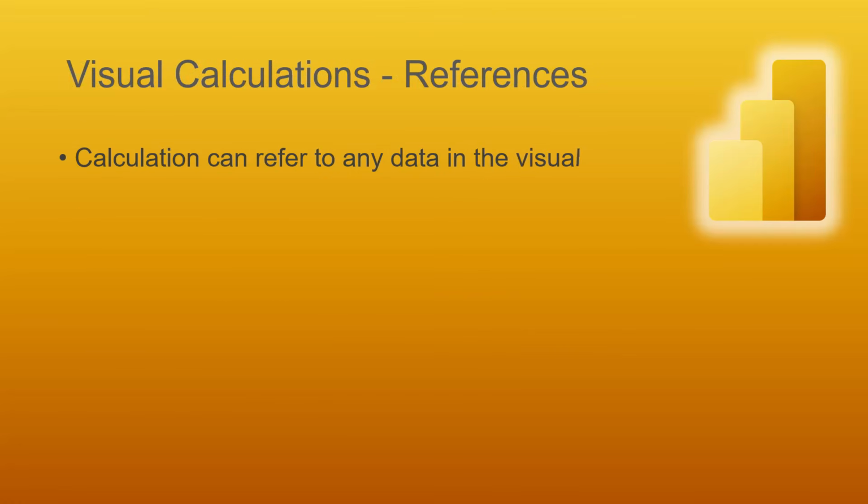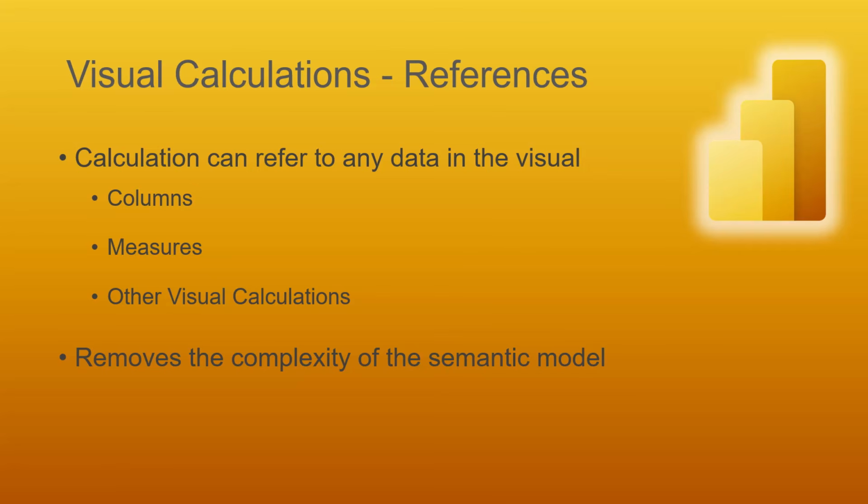First, visual calculations can refer to any data in a visual. That data can take the form of columns, measures, and other visual calculations. This removes the complexity of the semantic model. So if the semantic model isn't one of your strong suits, this is definitely going to help you.